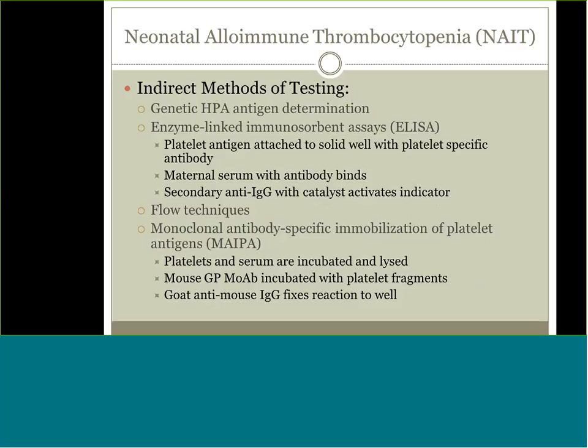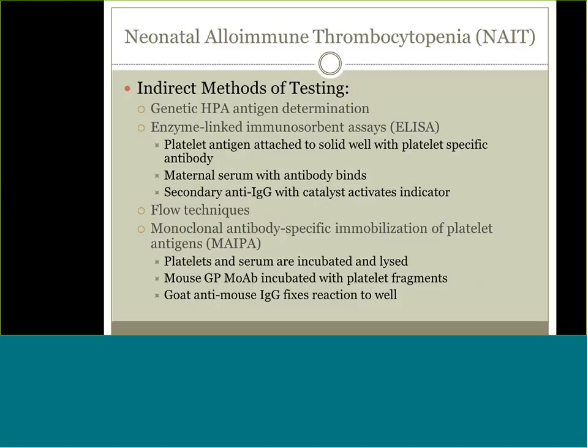There are ELISA tests where you have platelet antigen attached to a solid well, attached with a platelet-specific antibody, and then you see where the maternal serum binds. And then a secondary anti-IgG with a catalyst activates some sort of indicator, usually colorimetric, that you can then see, and it will tell you which antigen mom is binding to.